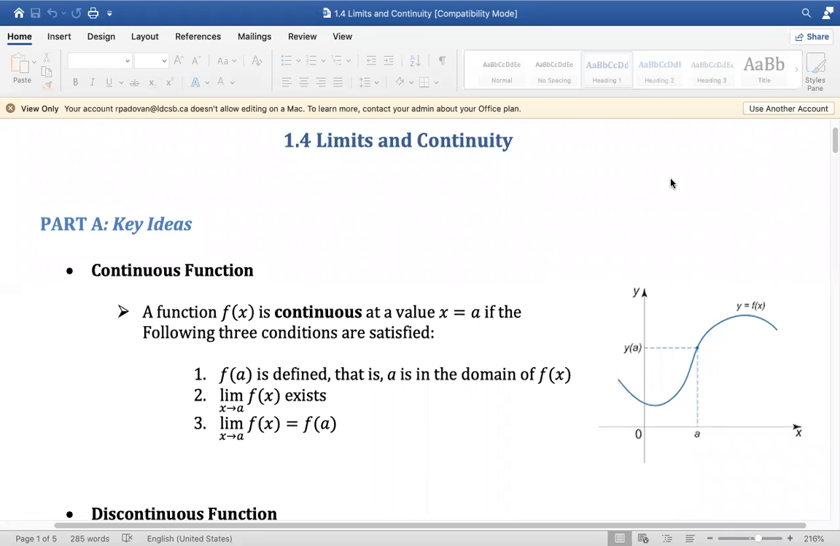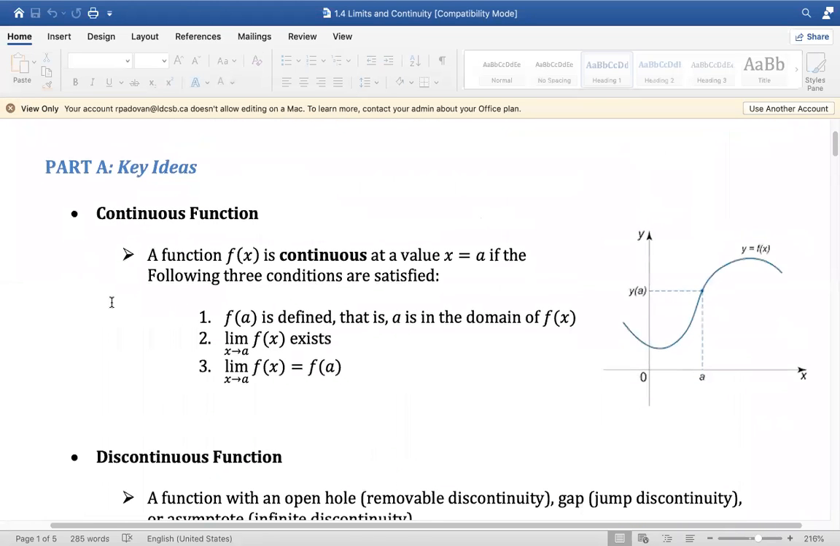For this lesson, we're going to be looking at limits and their continuity, so the difference between a continuous function and a discontinuous function. If we look at the graph on the right here, and say this is y equals f of x, a function f of x is continuous at a value of x equals a if the following three conditions are satisfied. It has to be all three conditions in order for it to be continuous.